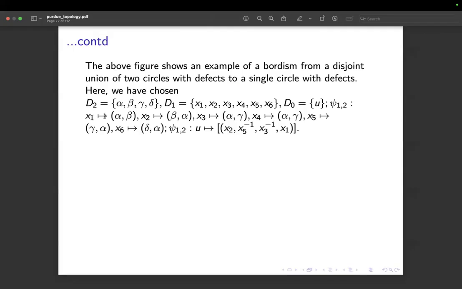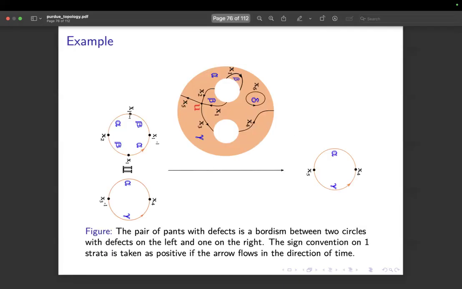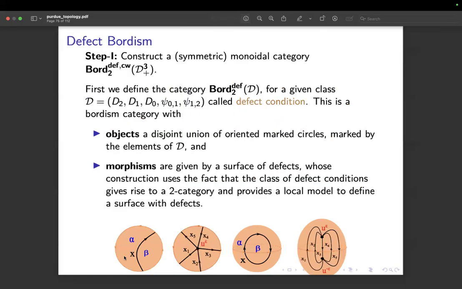So for example, X1 is associated to alpha and beta, and we see that X1 has left alpha and right beta. And that's what this picture here was showing, that this defect condition is actually forcing. So if you see X here with left alpha and right beta, then whenever X appears, it has the same form: left has to be alpha and right has to be beta.